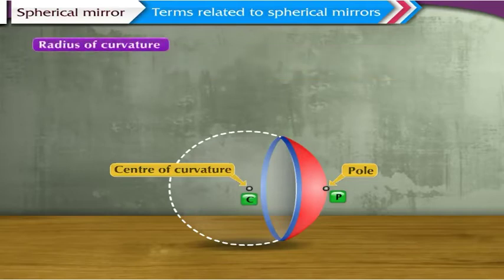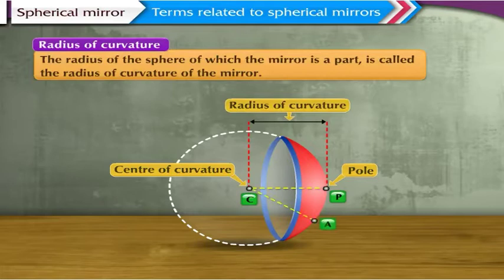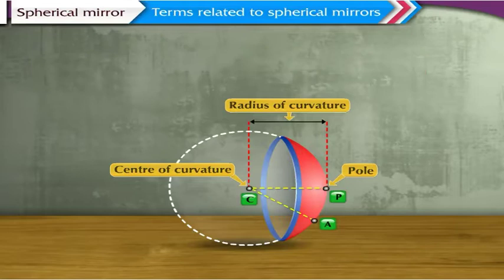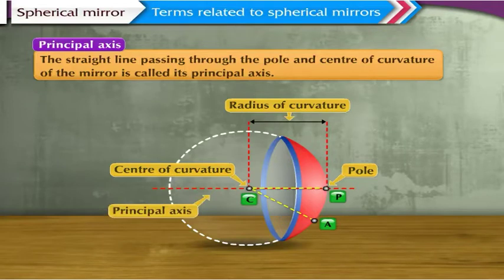Radius of curvature. The radius of the sphere of which the mirror is a part is called the radius of curvature of the mirror. The length CP or CA is the radius of curvature of the mirror. Principal axis. The straight line passing through the pole and center of curvature of the mirror is called its principal axis. PM is the principal axis of the mirror.